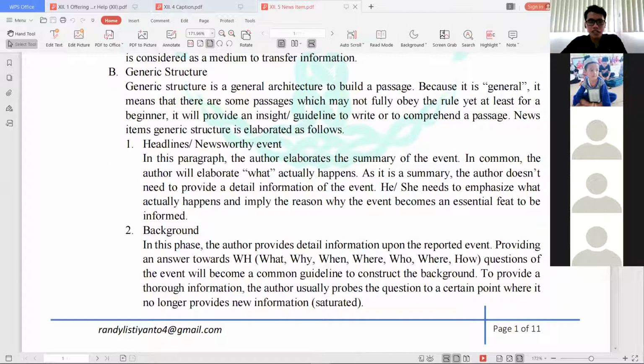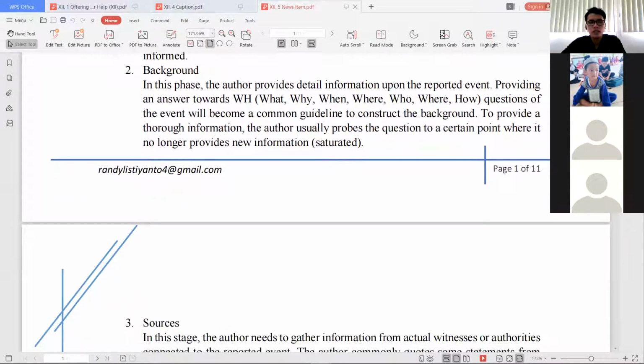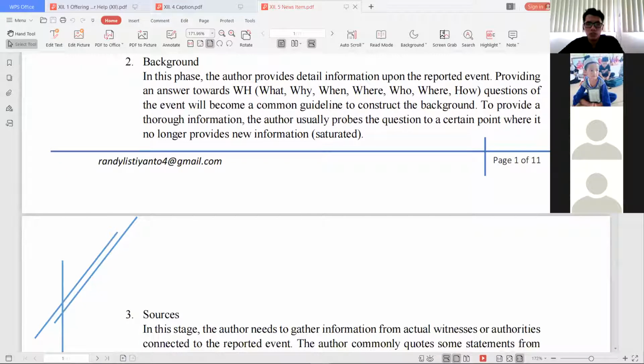Generic structure starts with the headline or newsworthy event itself. You might realize that not all news has a title, but most of them do, and the title is called the headline or newsworthy event. Sometimes the first paragraph is also the newsworthy event because the paragraph or the title gives a clear understanding of the brief event. Commonly it tells what actually happens. After that, the background. The first paragraph is called the headline, and the next one is the background. Background provides what, why, when, who, where, and how. It gives clear information. It's the background.